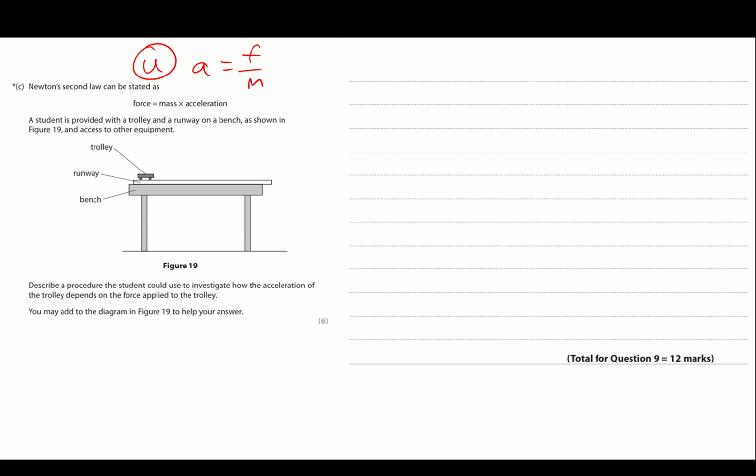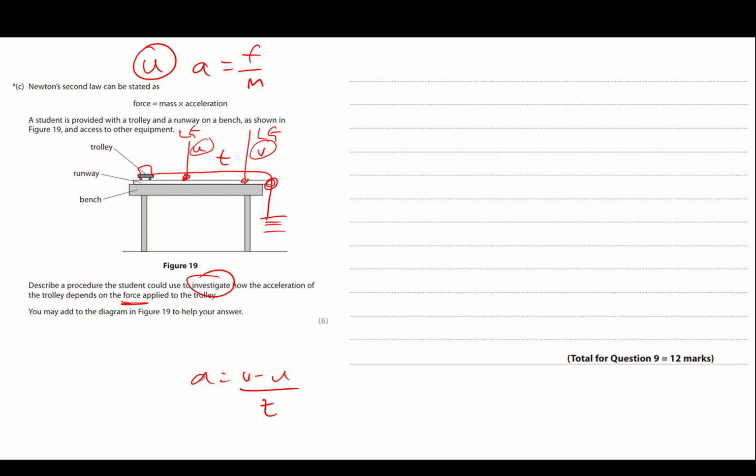So describe the procedure the student could use to investigate how the acceleration depends on the force. So clearly we're going to need a piece of string and a pulley. We're going to attach some masses. We're going to put an interrupt card and we're going to have two light gates. This to measure the initial velocity, that to measure the final velocity. We know the acceleration equals v minus u over t. So my light gates will also find the time in between the two. So that's it in a nutshell.